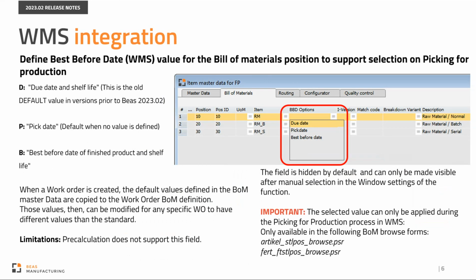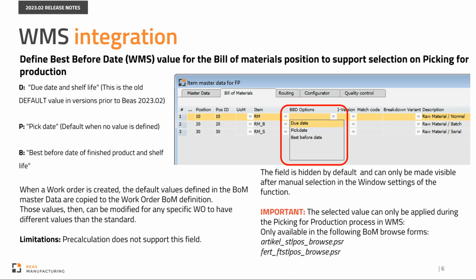As part of the Beas WMS integration, we are introducing a new functionality. Now you can define a WMS best before date value for Beas bill of materials positions. The 3 values come from WMS and they can be set up in the item master data of an assembly. Then, when a work order is created, the default values defined in the BOM master data are copied to the work order BOM definition. Those values then can be modified for any specific work order to have different values than the standard.